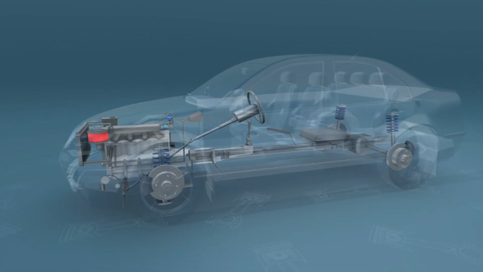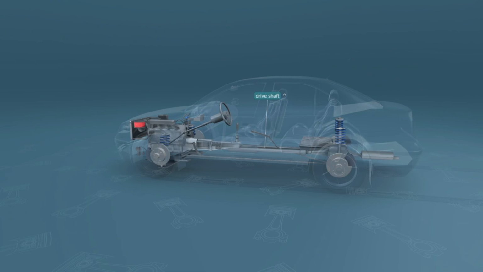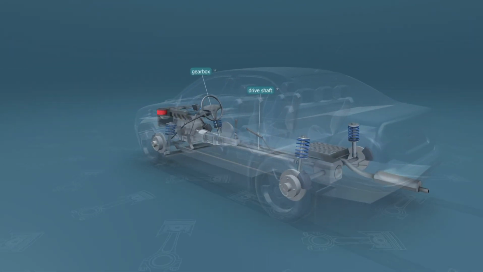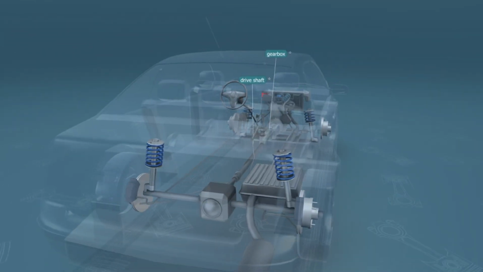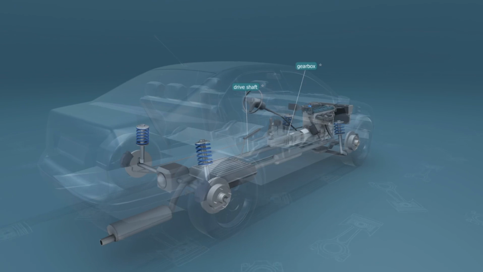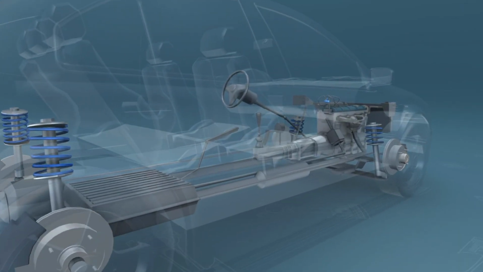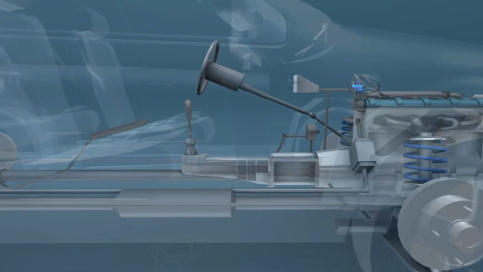How do they do this? The rotating motion of an engine's crankshaft is transmitted to the wheels by the drive shaft. The gearbox changes the number of rotations of the driven wheels during one turn of the crankshaft. In low gear, the output of the engine is high, but the speed is low. In high gear, the car is faster and uses less fuel, but accelerates more slowly.